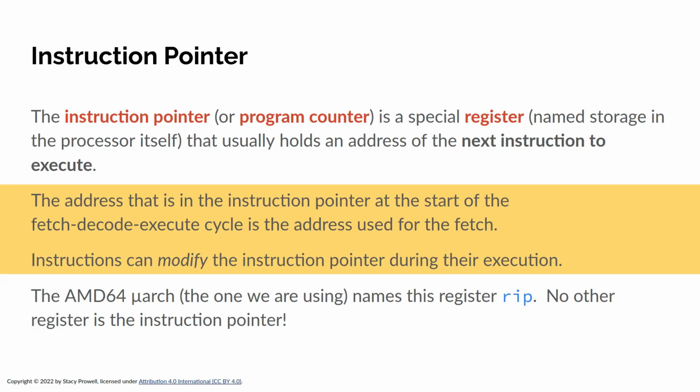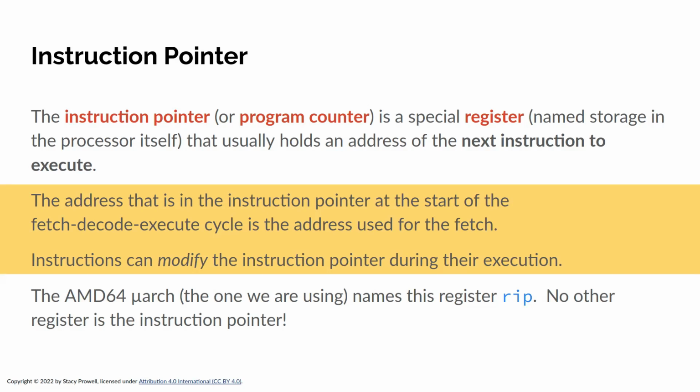Once we've decoded the instruction, part of that tells us where the next instruction is likely to occur, right? And so we update the instruction pointer to point to the next instruction before we execute it. So the way you should put it in your head is that the instruction pointer always points to the next instruction. If you think about it that way, you'll be in good shape. Instructions can modify the instruction pointer during their execution, and many of them do.